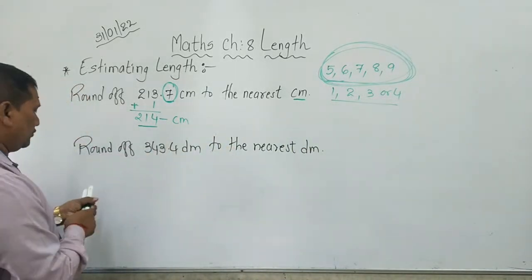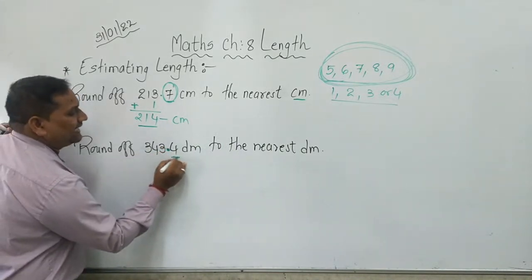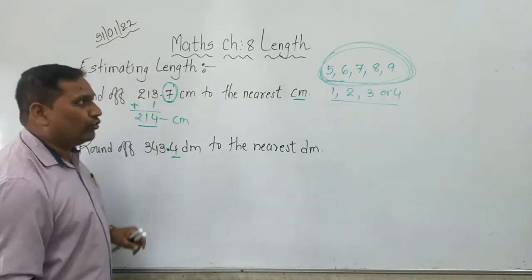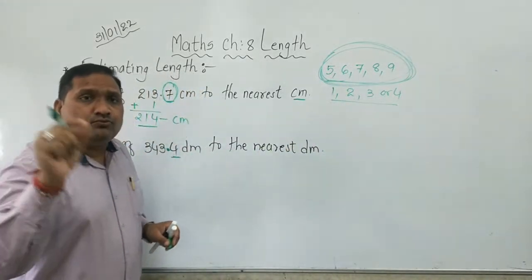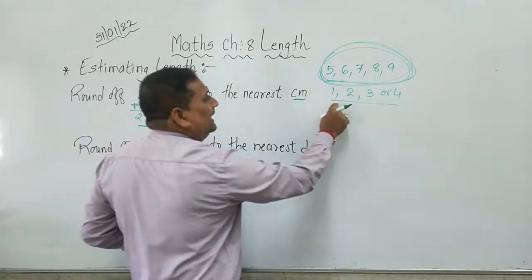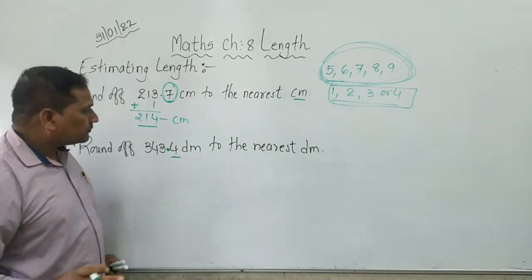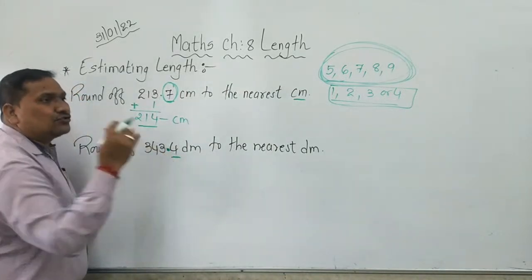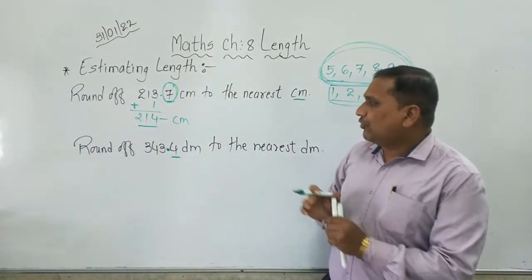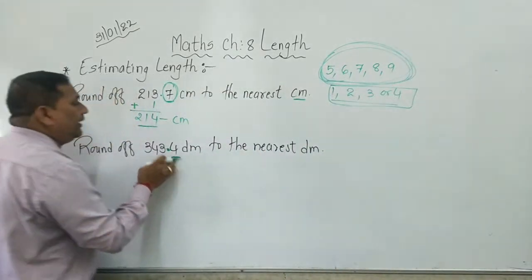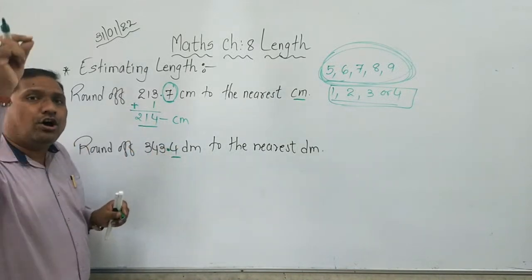So again, see students, after the decimal, what has been given? It has been given 4, which is smaller than 5. That means it is in the group of 1, 2, 3 or 4. Or we can say it is smaller than half. 4 is smaller than half. So what we will do? Now we are not going to add anything. Why? Because it is not greater than 5 or equal to 5.